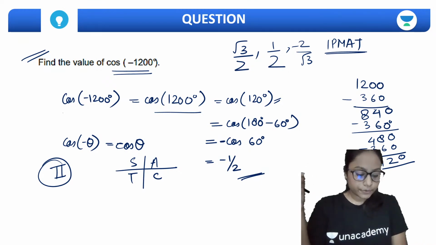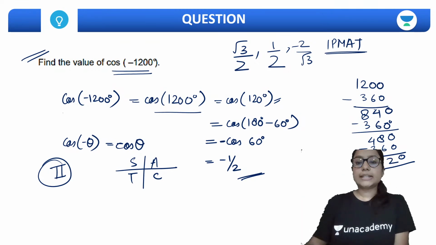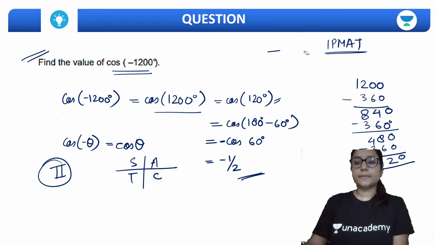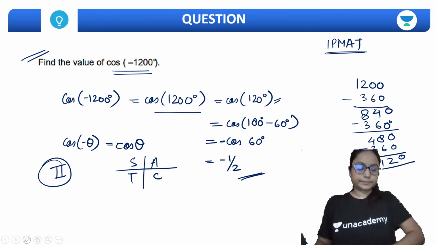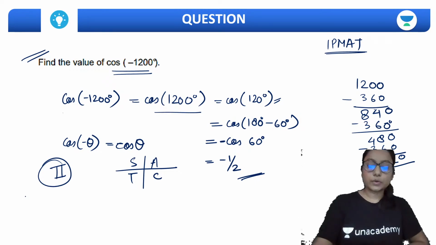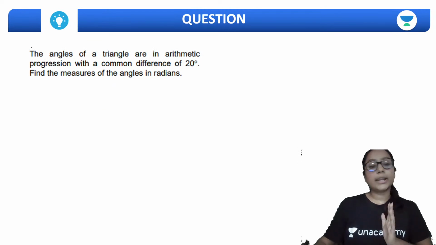Alright everyone, minus 1 by 2. Clear? All of you? Is this question clear? Minus 1 by 2. So these answers were not right. This was close but incorrect. Okay? Alright, I hope it is clear. Okay, let us do one more.